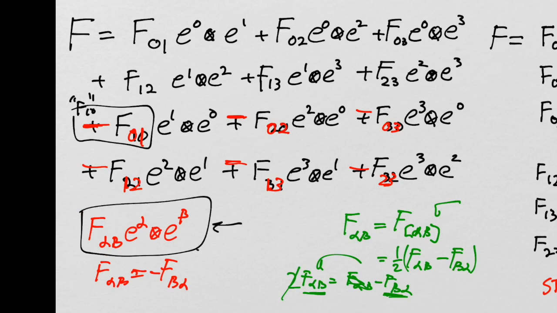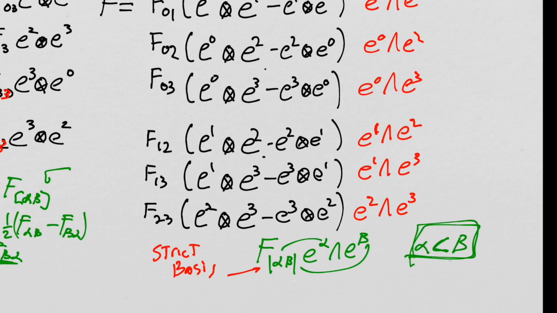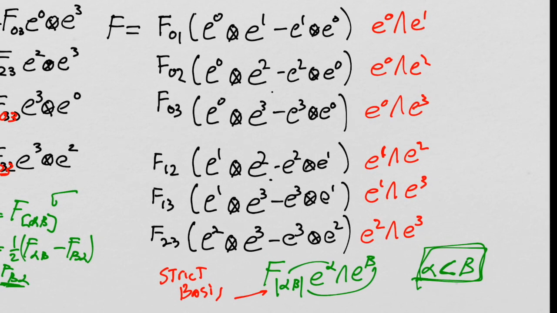Now here you just have to know, you have to be told that this is an antisymmetric tensor. So you have to remember this fact. But in this basis over here, you don't have to remember it. And if you write it in the strict basis, you don't have to remember that at all. Okay. So with that in mind, what's our next step?